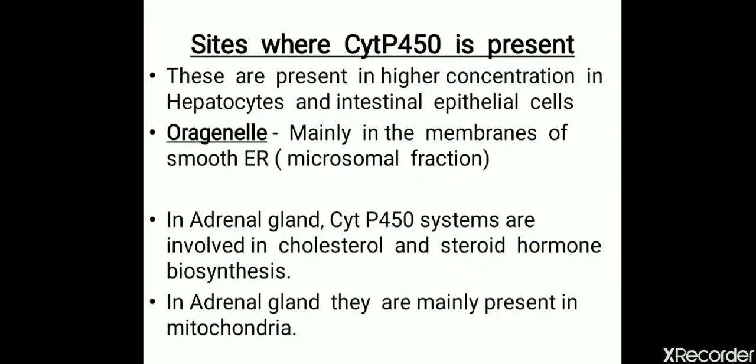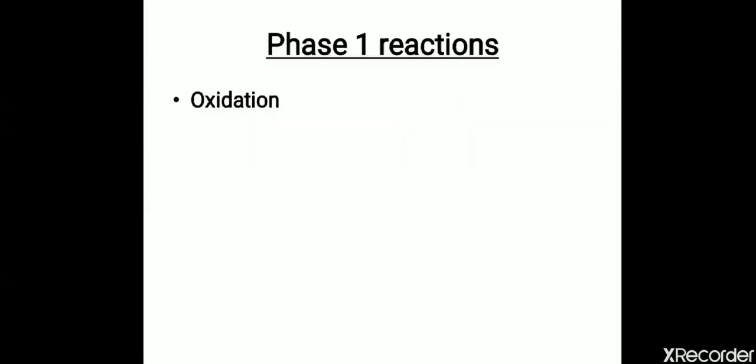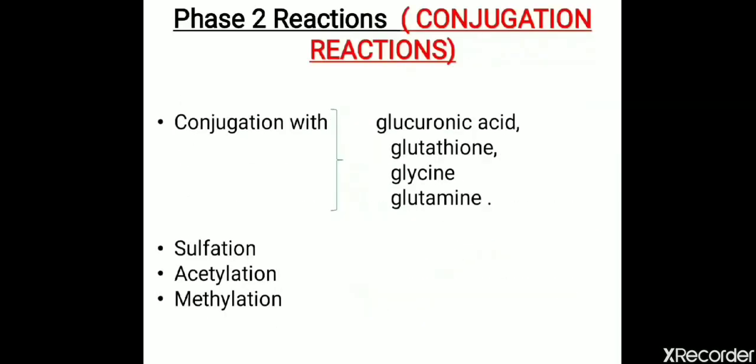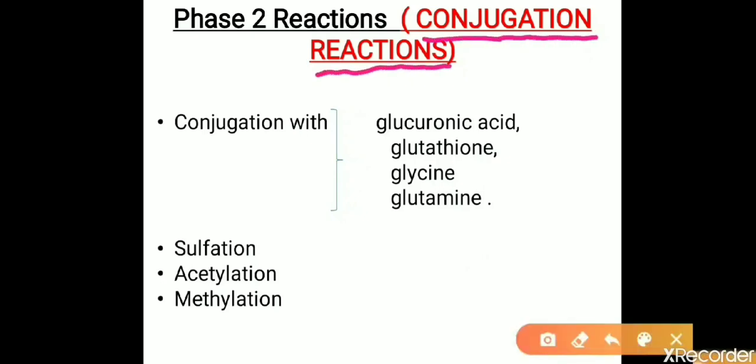So this phase 1 metabolism produces phase 1 metabolite, and this phase 1 metabolite undergoes further metabolism in phase 2 reaction, that is conjugation reaction. So in conjugation reaction, this phase 1 metabolite undergoes conjugation with a water soluble compound or hydrophilic compound, so that this phase 1 metabolite is converted into a more water soluble form, that is phase 2 reaction. So phase 2 reaction is also known as conjugation reaction.